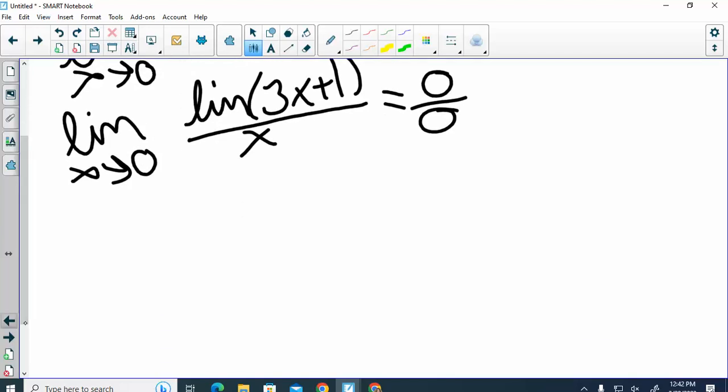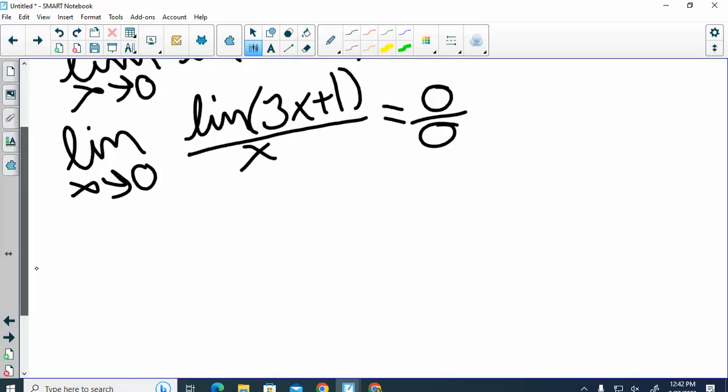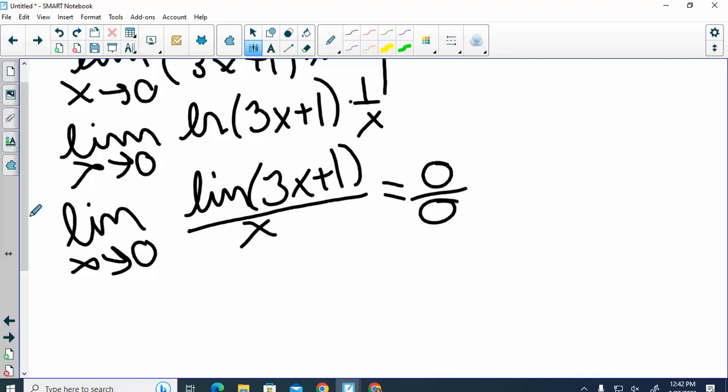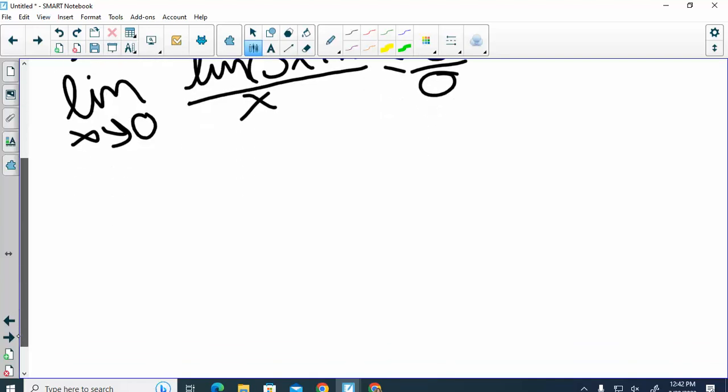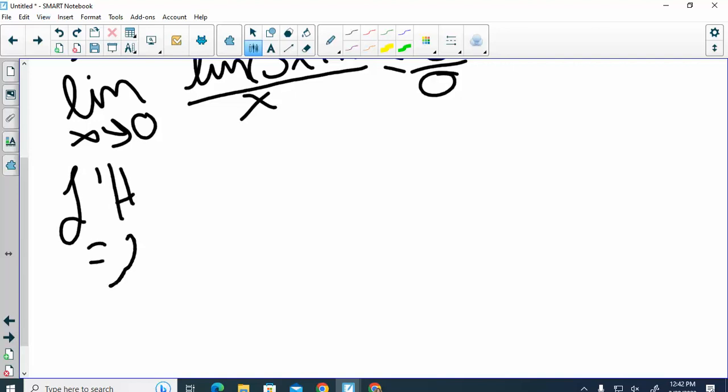Go back up a second, would you? Okay, so you just put your log and moved it. Okay, I'm with you. So then you can start L'Hopital's, and so then you get 0 over 0.